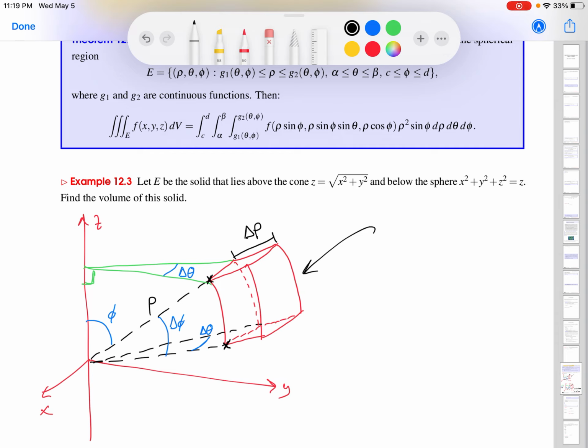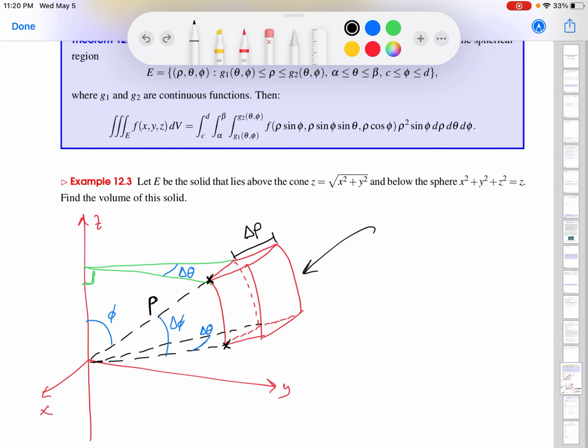So how are these 2 points traced out? Well, your distance rho from the origin gets you to this point. And then you are also at an angle phi from the z-axis, and you're at some angle theta from the xy plane. But I won't necessarily draw that.